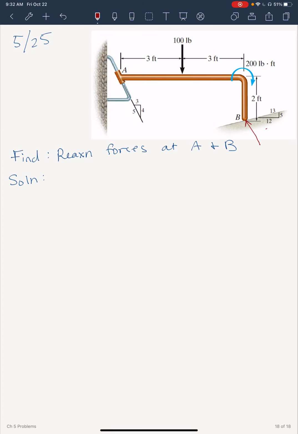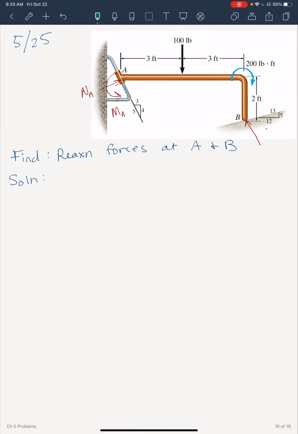So something like that. And then for the collar at A, we're like, okay, I don't know what those reaction forces are. We just need to look at the table that Bala had uploaded, or look in your textbook at the table. And for a smooth collar, such as this one, you'll get a normal force, so normal to that direction. And then you also get a moment.